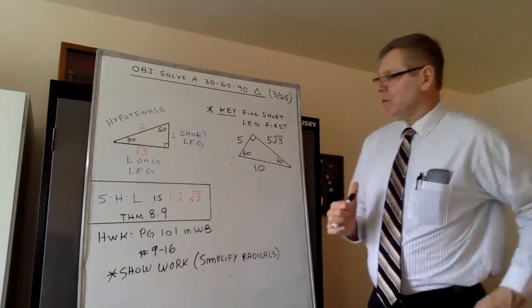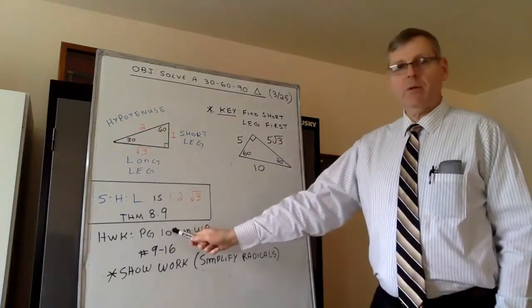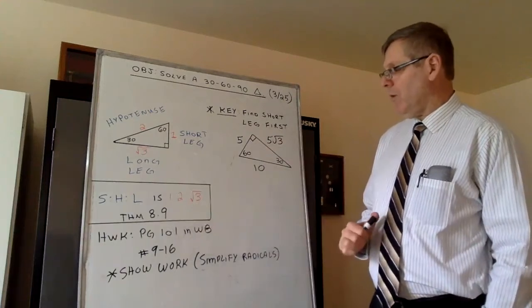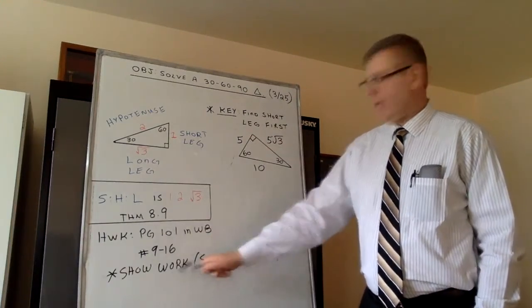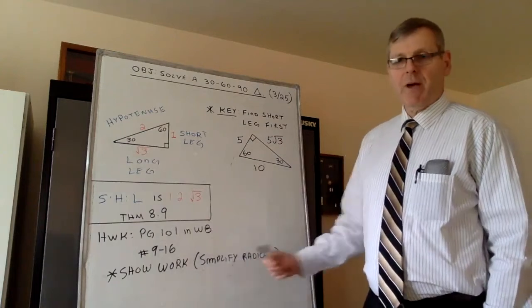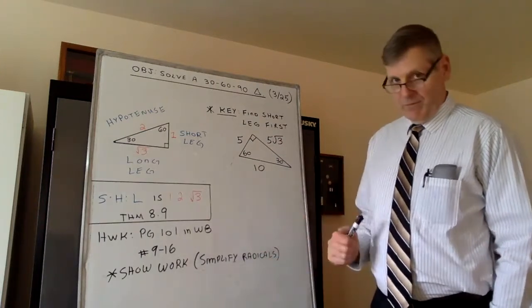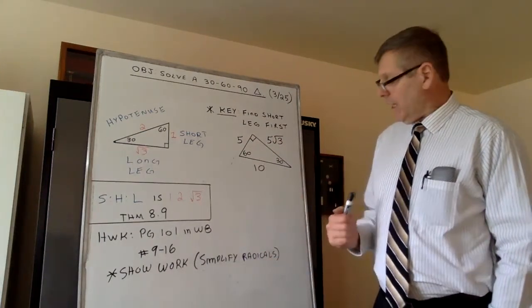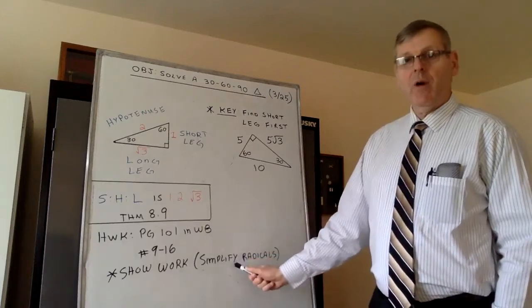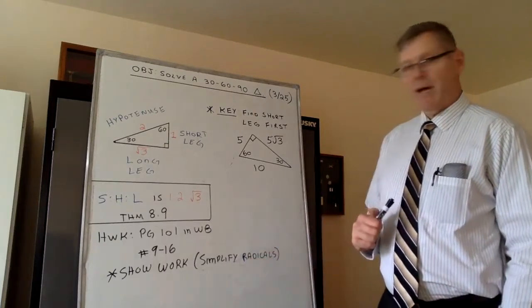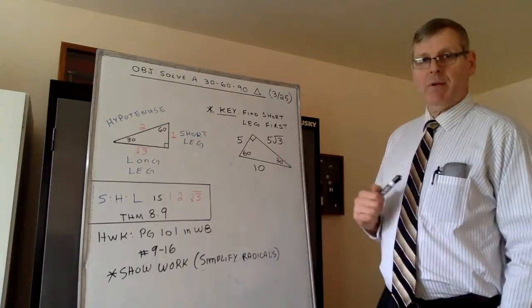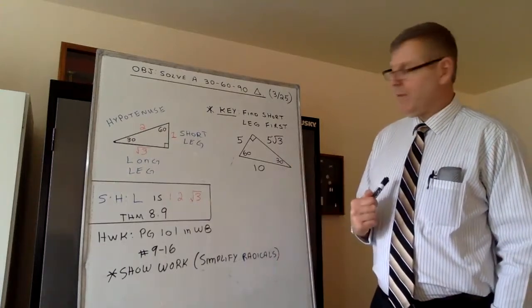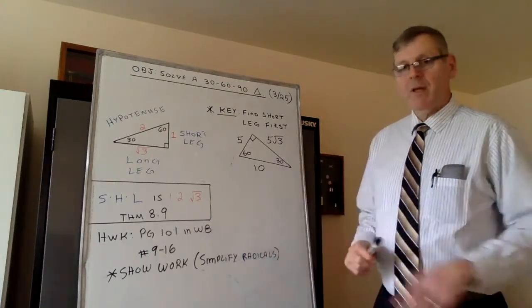So to get some additional practice, your homework is going to be the rest of the problems on page 101, problems 9 through 16. I want you to show your work, especially simplifying radicals. One of the things I'd like to find out from your homework for tomorrow is that you know how to properly simplify radicals. That's getting the radical out of the denominator like we did in the example before. So there's your homework.